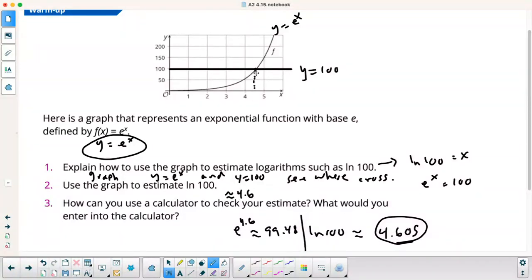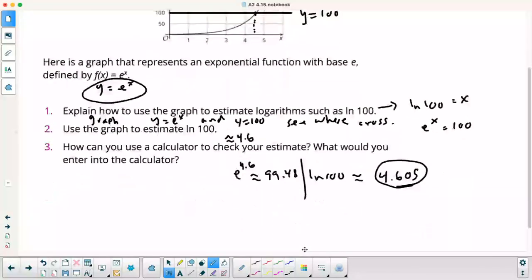My graph, I did pretty well on that. When I checked it, I see that it's still not quite right. So e to the 4.605 is probably going to be a little bit closer to 100. So I do e to the 4.605, and I got 99.98. So a lot closer. So that's good.